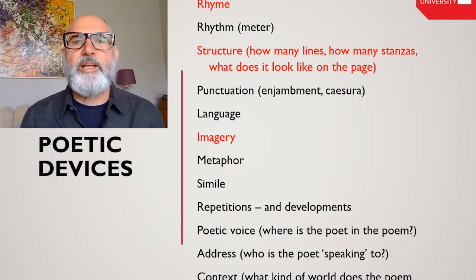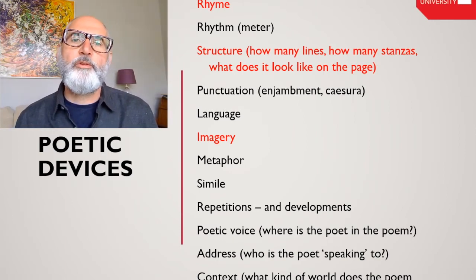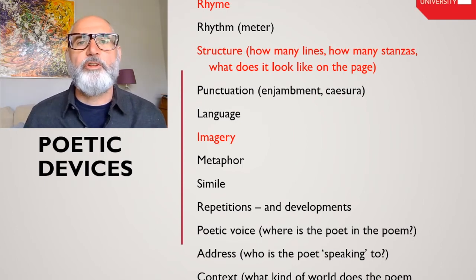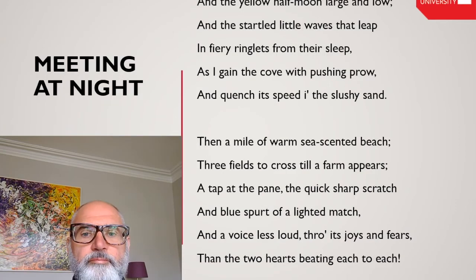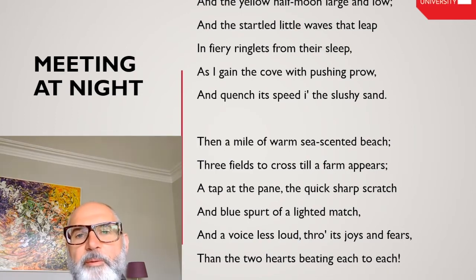And then context. This is really important. We need to think about what kind of world the poem emerges into and what it's responding to. Here's our poem then for today. It's called Meeting at Night by Robert Browning, a mid-19th century poem, so a Victorian poem.